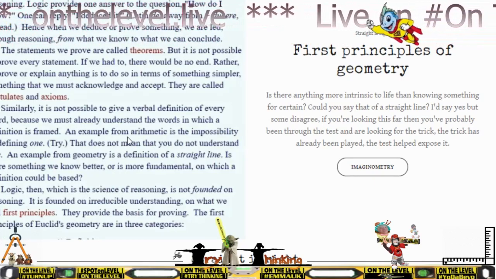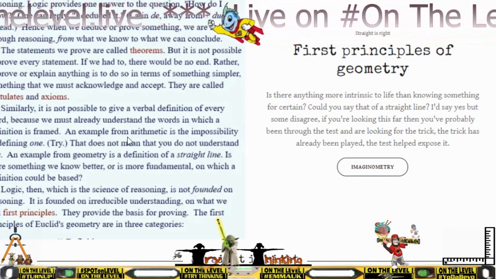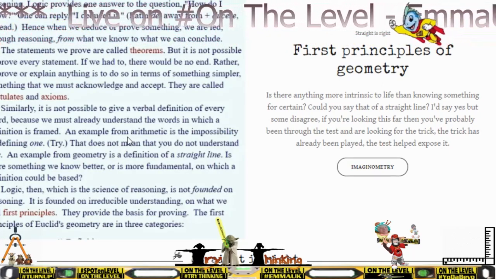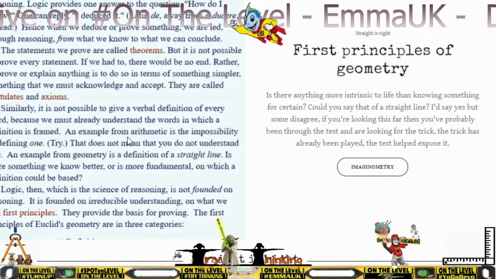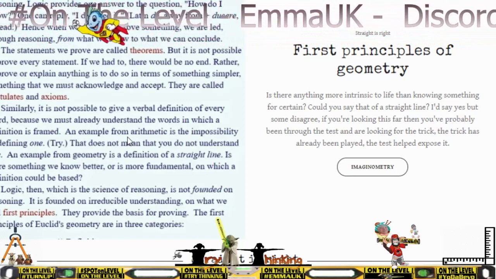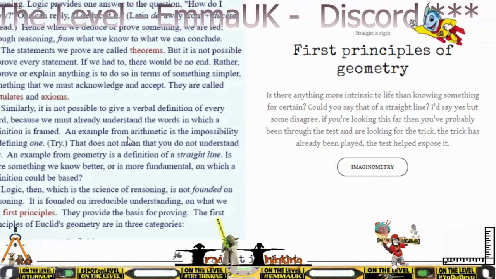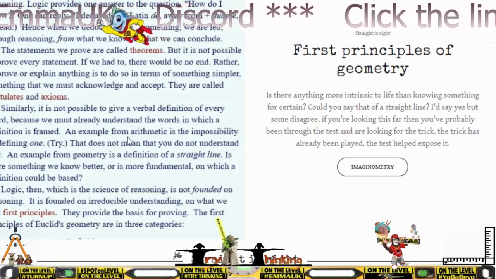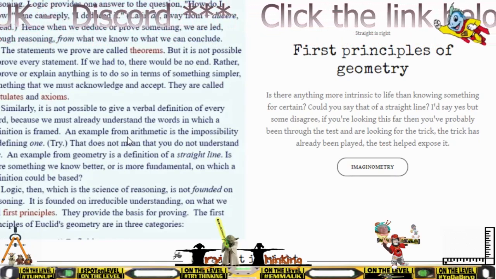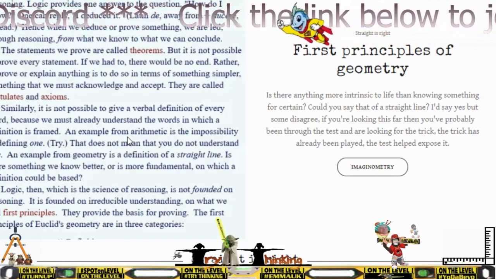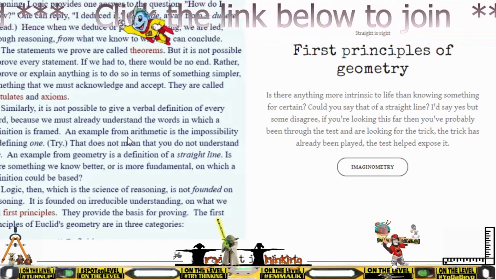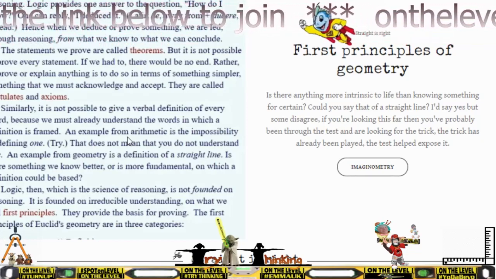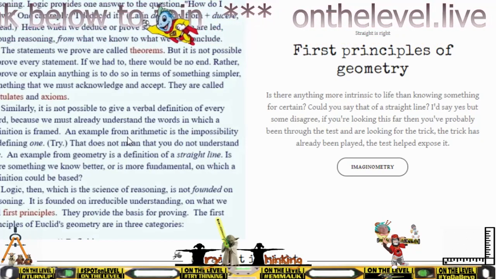Okay. It says in this, Louis, the statements we prove are called theorems, but it's not possible to prove every statement. If we had to, there would be no end. Rather, to prove or explain anything is to do so in terms of something simpler, something that we must acknowledge and accept. They are called postulates or axioms. Similarly, it is not possible to give a verbal definition of every word because we must already understand the words in which a definition is framed.